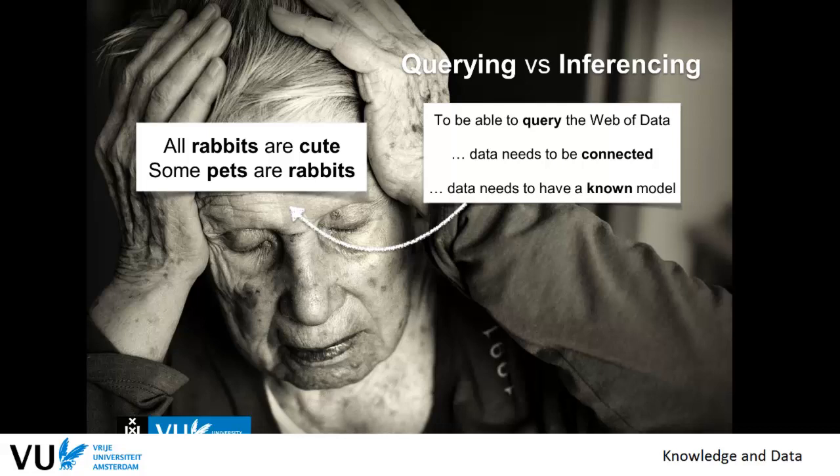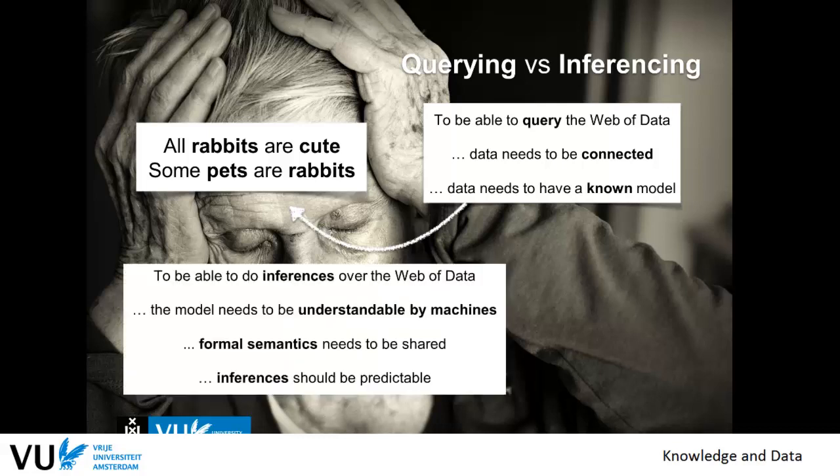If we want to do querying, what we can get out of it is two bits of information, namely that all rabbits are cute and some pets are rabbits. We cannot do more. This is just getting the information that has been explicitly stated, and SPARQL is a language that only gets the things out of a database that have been explicitly modeled.